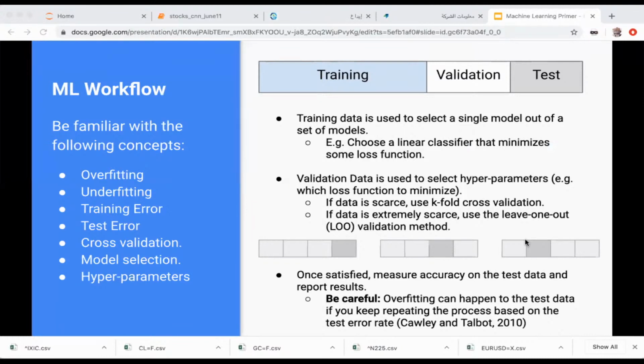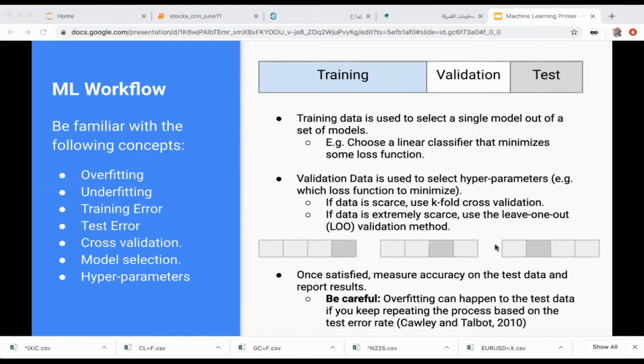You don't use the test data set because the test data set should only be used once. At the end, once you're done with your analysis, once you choose your model, you use the test data set to report the accuracy. You never use it twice. This is extremely important. So this is usually the way it's done. You have this 3 split of the data.